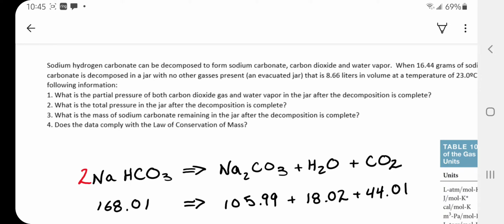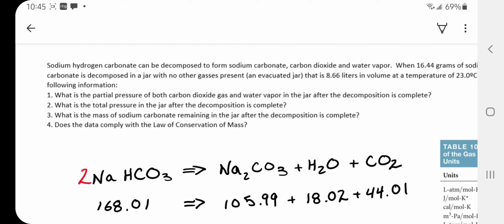is complete? 2. What is the total pressure in the jar after the decomposition is complete? 3. What is the mass of sodium carbonate remaining in the jar after the decomposition is complete? And 4. Does the data comply with the law of conservation of mass?